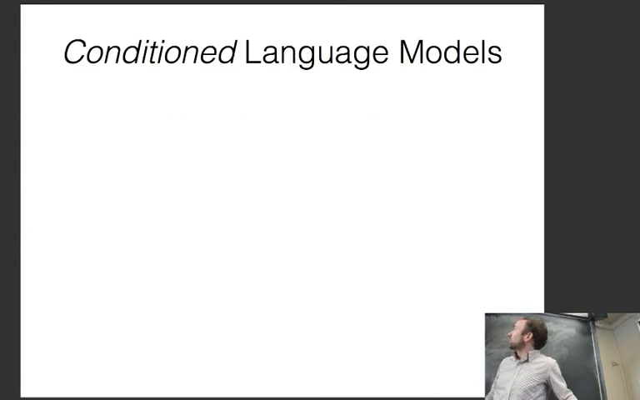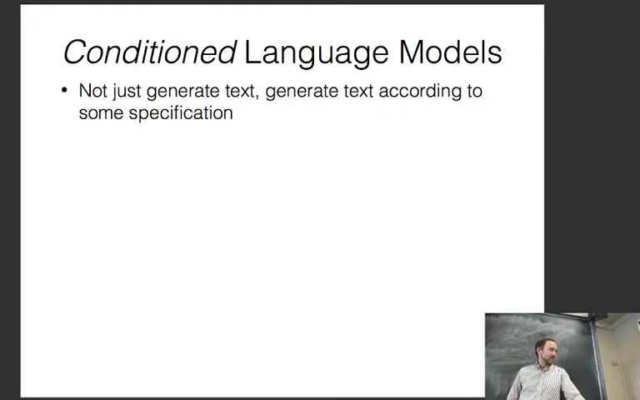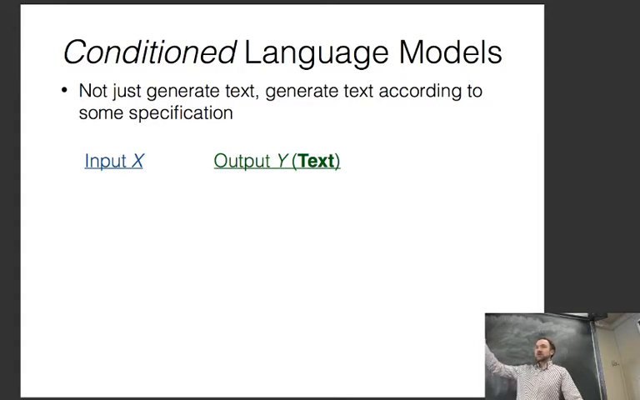So anyway, conditioned language models are basically things that don't just generate text. They generate text according to some specification. And the encoder-decoder models that I talked about before are basically a subset of these conditioned generation models. So an encoder-decoder model is something that encodes something into a vector, then generates from it. But you could also think of a conditioned generation model where you don't have the encoder. So if we have input X, the output Y will be text because it's a language model. But the input can be anything we want.